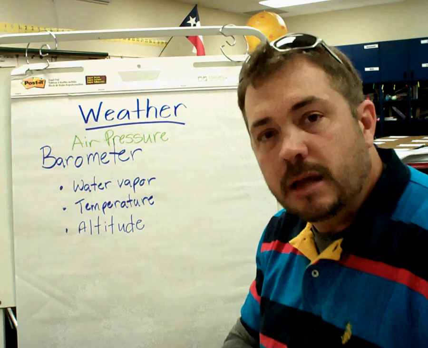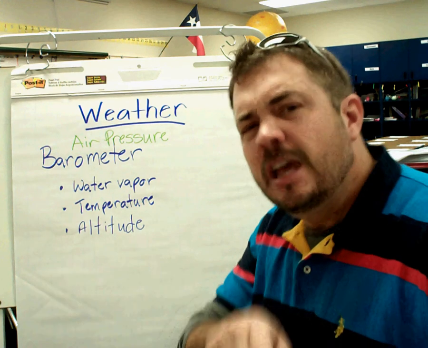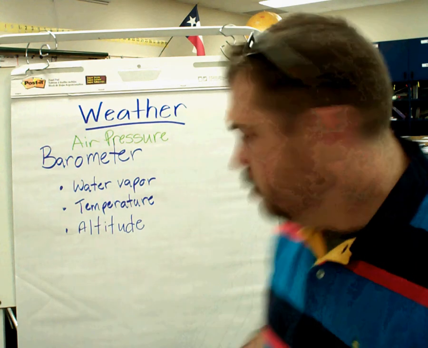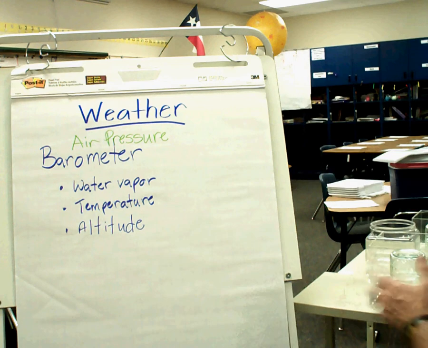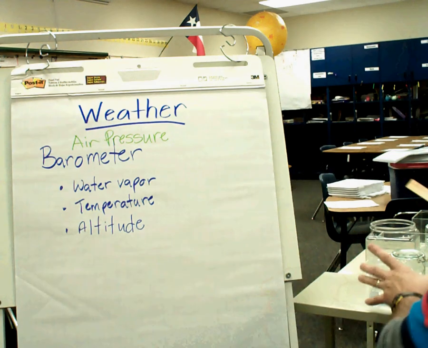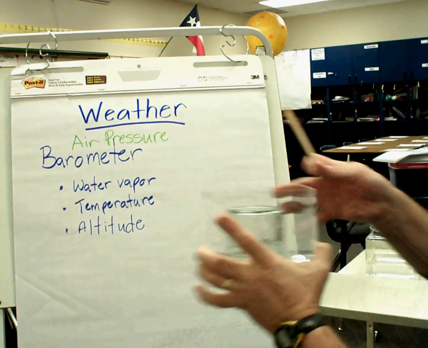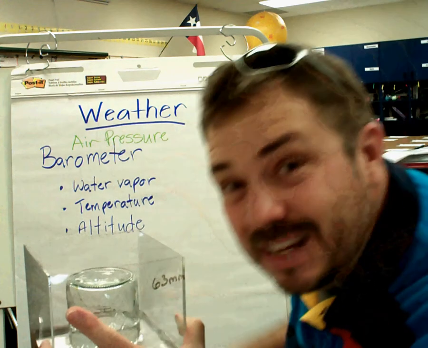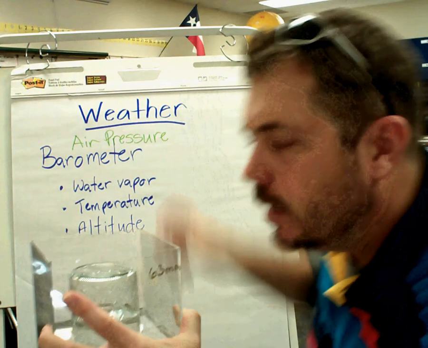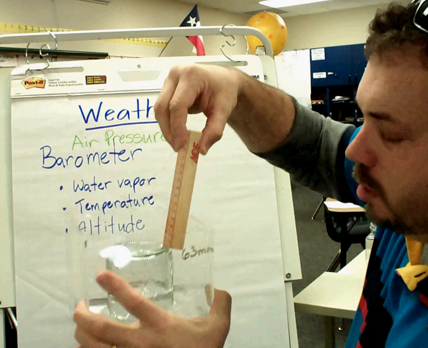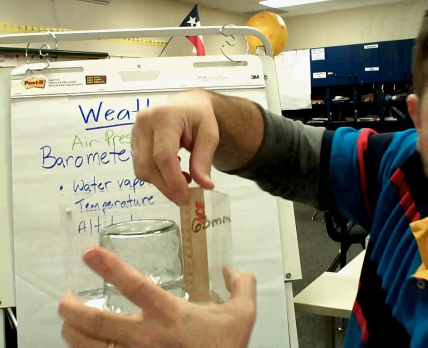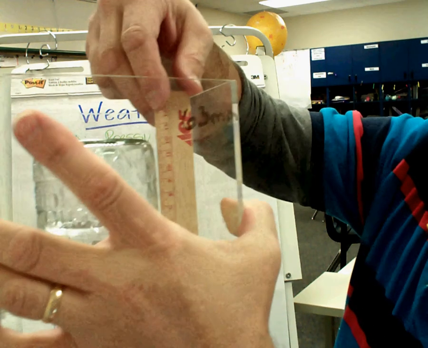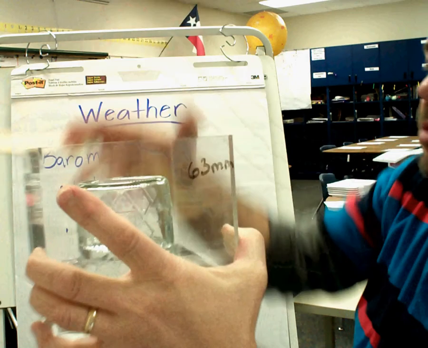All right, guys. Don't forget to record your temperature today. Don't forget to measure. Remember, we're measuring our barometer using the centimeter side of the ruler. Remember, it's science. We use the metric system. Centimeter side of your ruler, put that all the way down next to your jar, just like this. Hopefully my hand's not too much in the way.